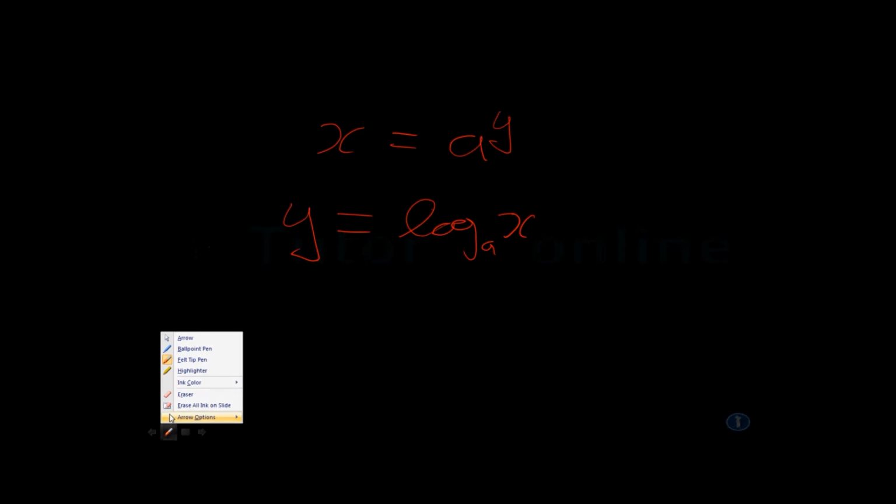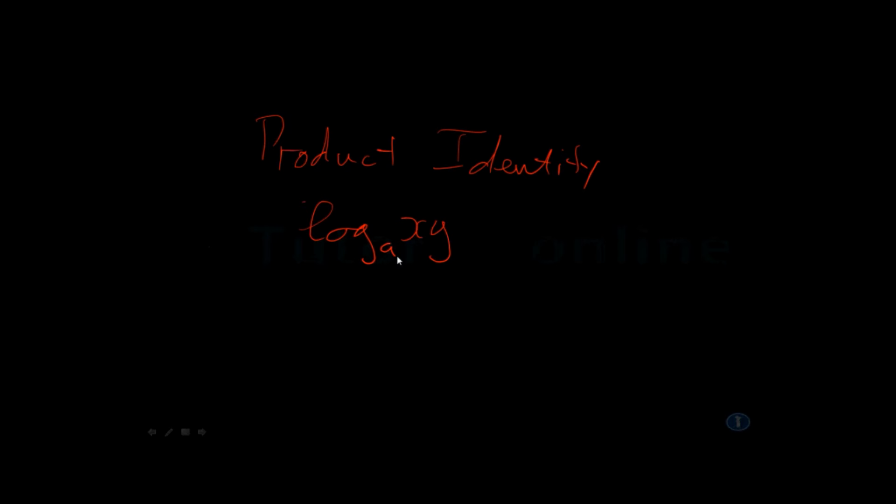This brings us to logarithmic identities. The first one we have is what we call the product identity of a logarithm. The product identity of a logarithm is stated as follows. The logarithm of x times y to the base of a is equal to the logarithm of x to the base of a plus the logarithm of y to the base of a. That is our first identity. We call that the product identity.